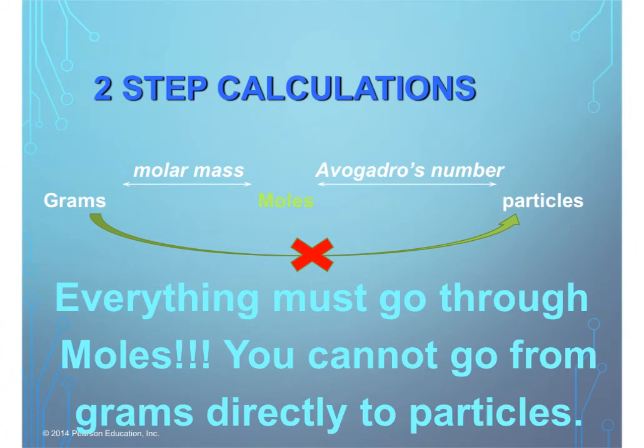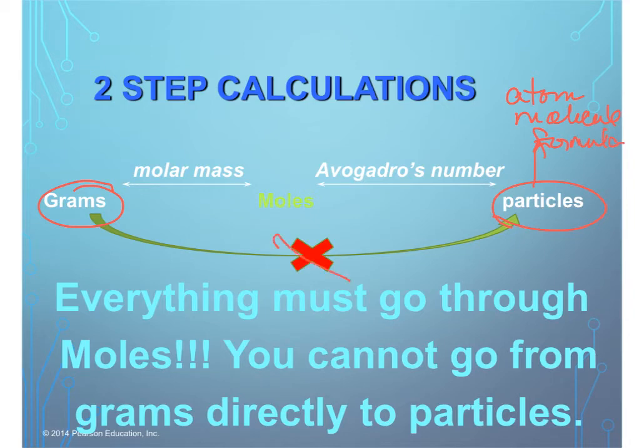This may be the most important slide on the entire PowerPoint, all right? If you need to go from grams to particles, now remember, what is a particle? Anything that you can count. So it could be an atom, a molecule, formula unit, an ion. Anything that you can count out would be a particle.